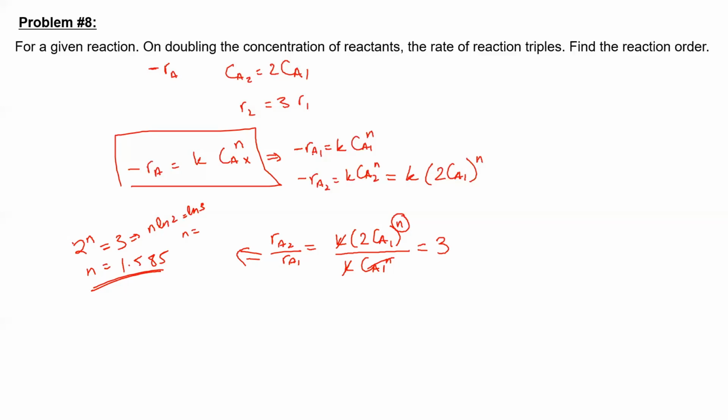So if I write this down, I get minus RA1 equals K CA1 to the power n. And then when I double the concentration, I get the second reaction rate, RA2 equals K CA2 to the n, where CA2 is twice CA1, right? And then I just divide them. RA2 divided by RA1 is equal to K 2 CA1 divided by K CA1 to the power n, only the 2's not cancelled out, and I get 2 to the n equals 3, n is equal to 1.5. Just think about it, try to do it. It's a very simple problem. If you're still struggling with this, come to office hours. We can talk longer.